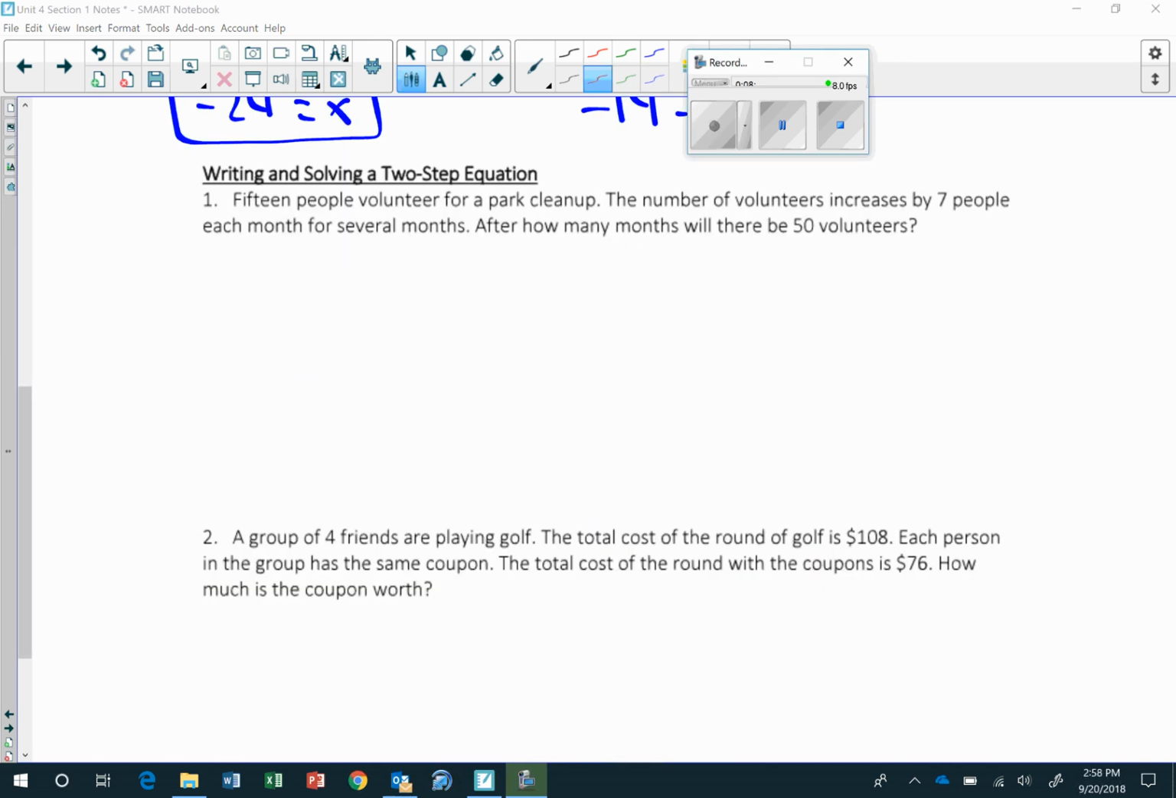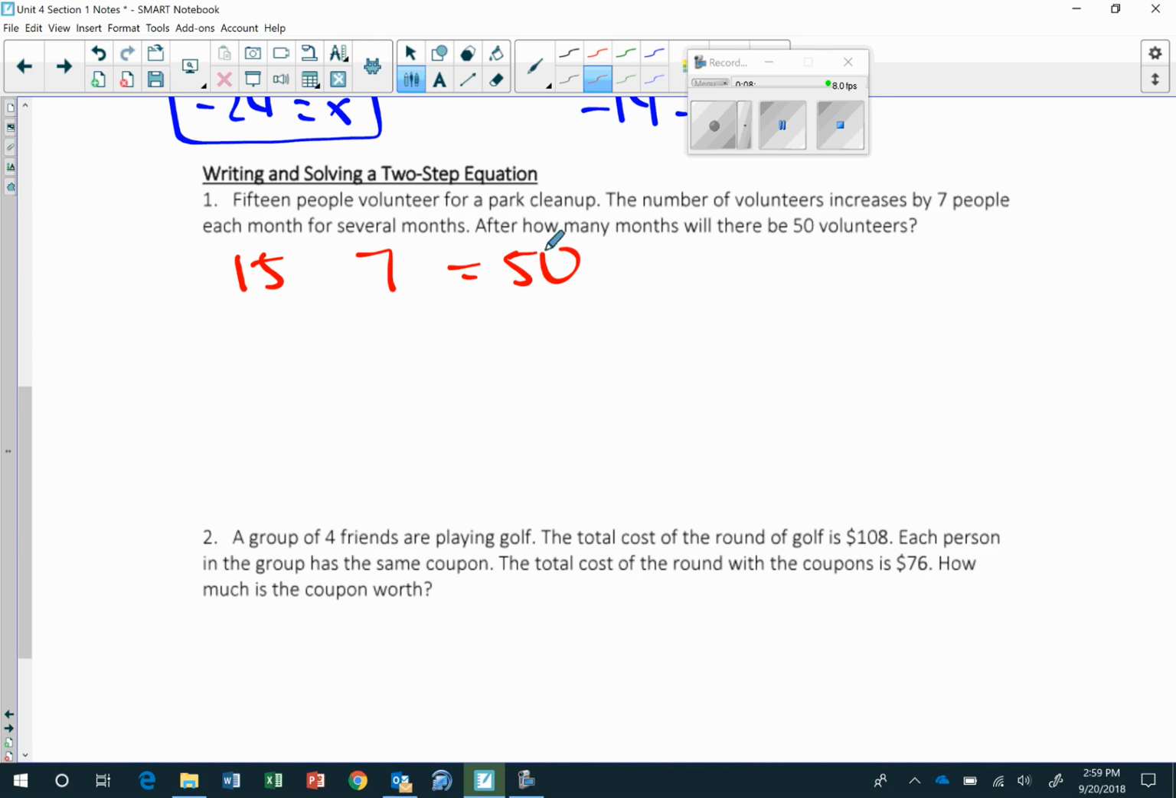In the next section, we are looking at a couple word problems where we need to write and solve a two-step equation. So number 1 says 15 people volunteer for a park cleanup. The number of volunteers increases by 7 people each month for several months. After how many months will there be 50 volunteers? So we know that we're starting with 15 volunteers. It's increasing by 7 each month. And we want to wind up with 50 total volunteers.